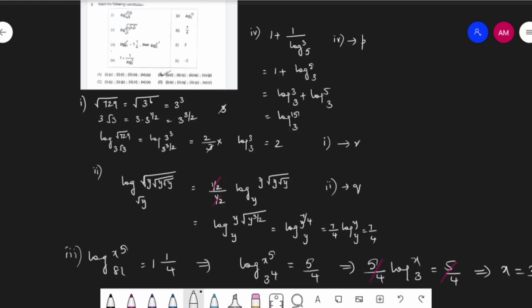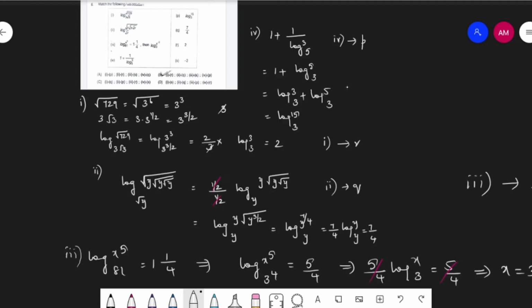Since x is equal to 3, what they asked is log x power minus 2 to the base 3. So log 3 power minus 2 to the base 3, so minus 2 into log 3 to the base 3. So the answer is minus 2. So the third one is matched to S. So what is the answer? First one goes to R, second one Q, third one S, fourth one P. So the option is B.